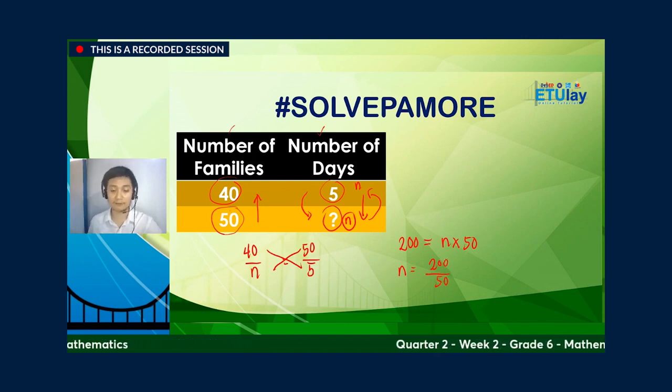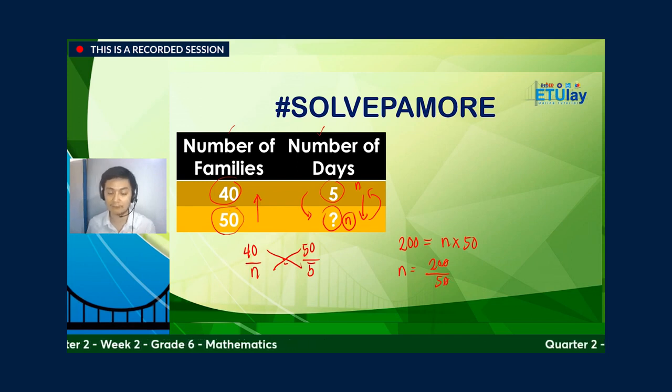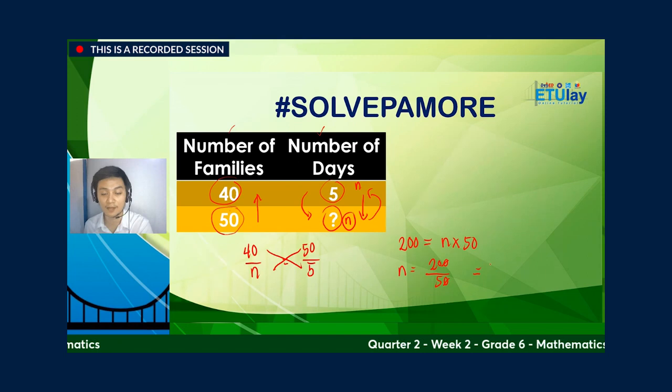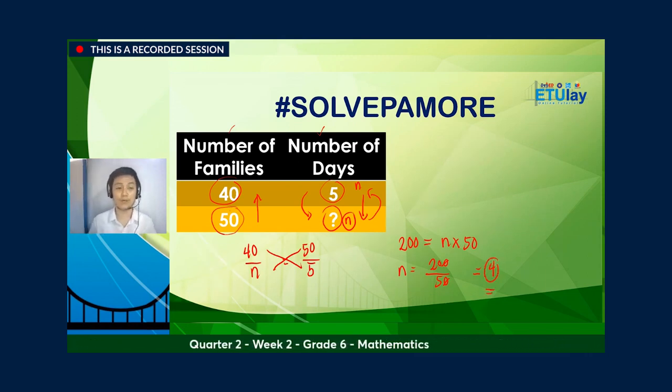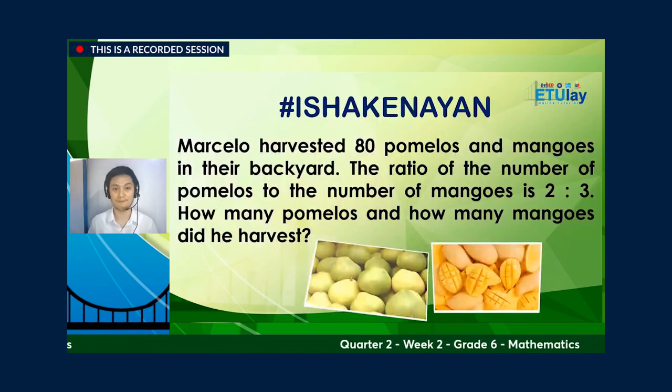So, 200 and 50 are both divisible by 10. So, to divide by 10, we can simply cancel 1 0 in each number. So, you have n equals 20 over 5. Ano ang 20 divided by 5? Ang sagot dyan ay 4. Ibig sabihin, tatagal lang ng 4 days ang food supplies dahil nga nadagdagan ng 10 families ang pagbibigyan ng food packs. Okay? Malinaw yan, ha?